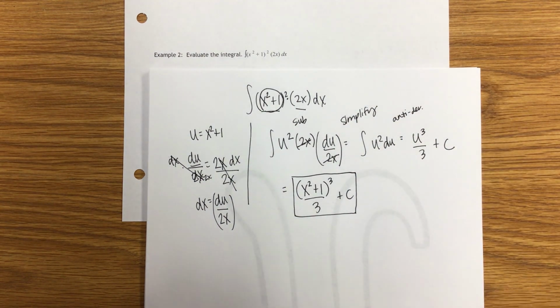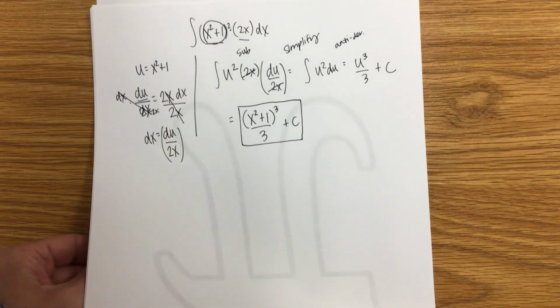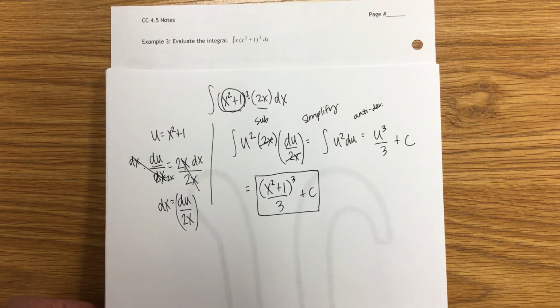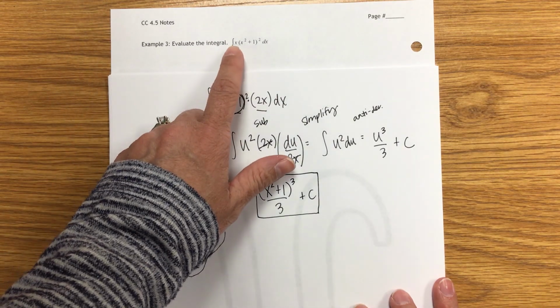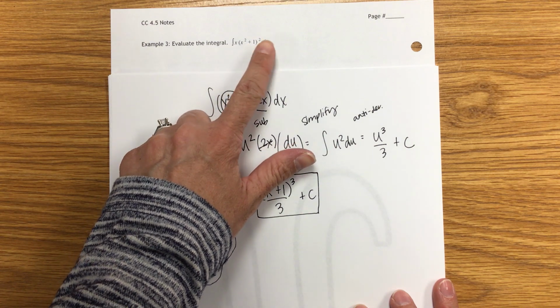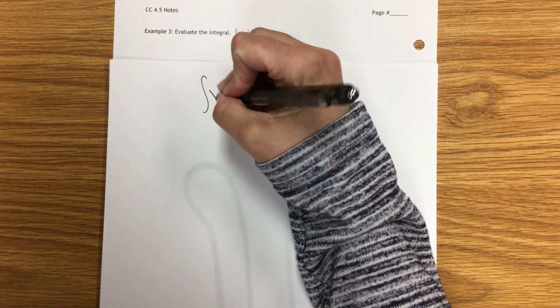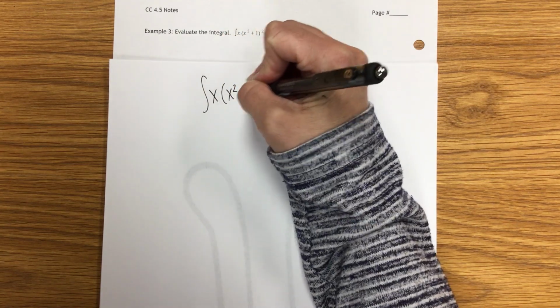All right, I'm going to lump examples 2 and 3 together. So the reason is example 3 is almost the same. So it's the integral of (x squared plus 1) squared dx. So we're going to talk about the differences between example 2 and 3 as we work through. So (x squared plus 1) squared dx.